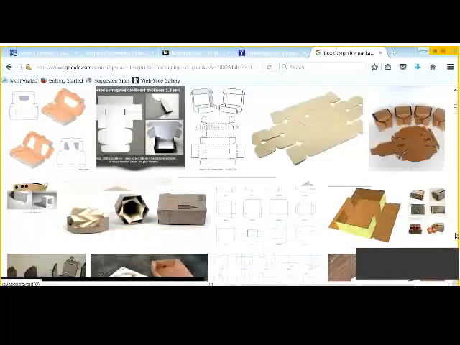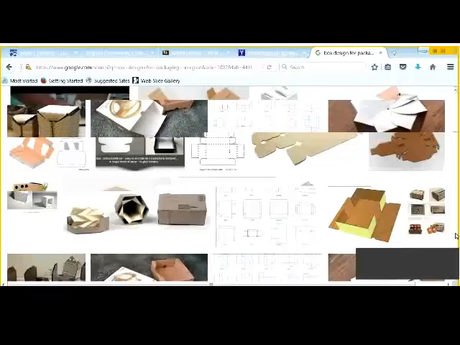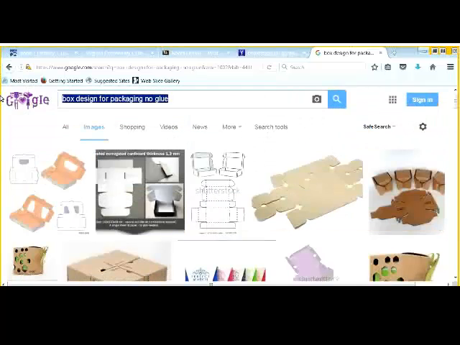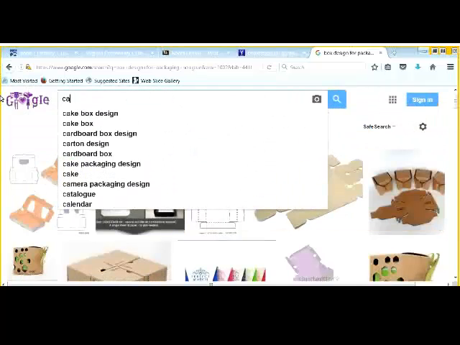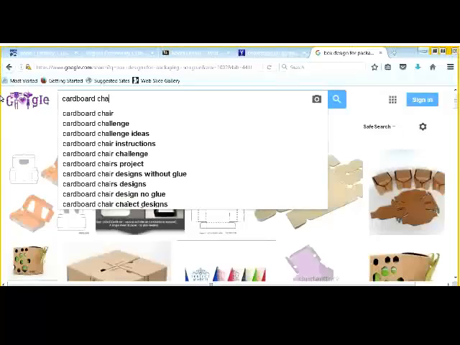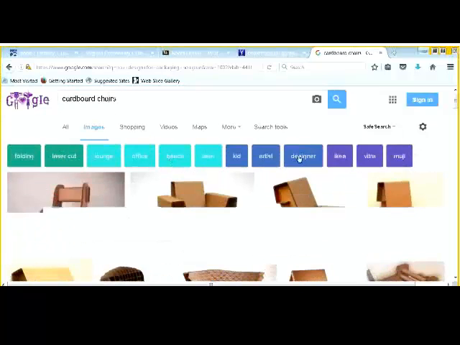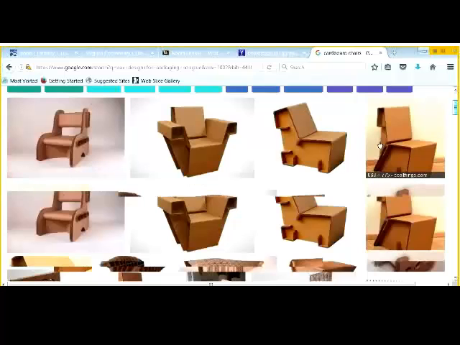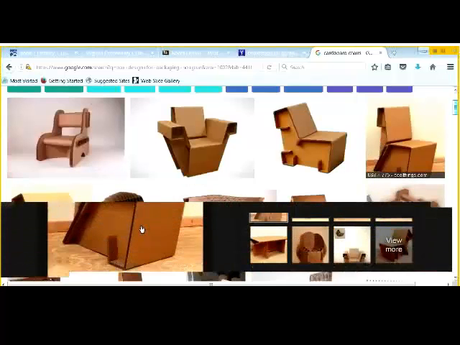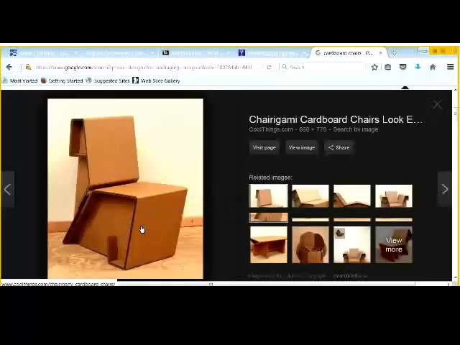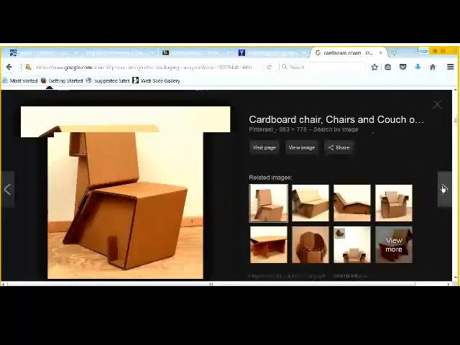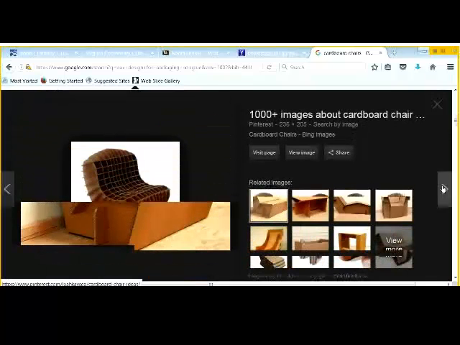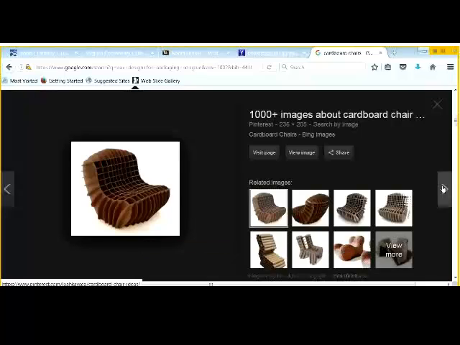Let's see if there's anything else that looks kind of cool. Oh, I'm going to show you one other thing. You can also buy chairs that are made out of cardboard. Actually buy these? I guess you could. There are some that are more practical, and then you've got some that are artistic.